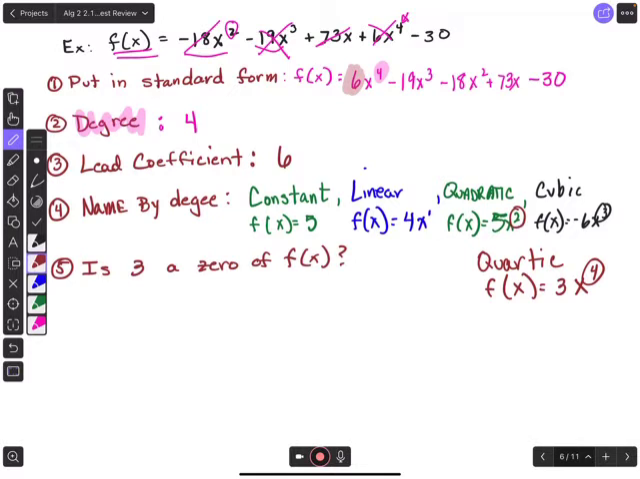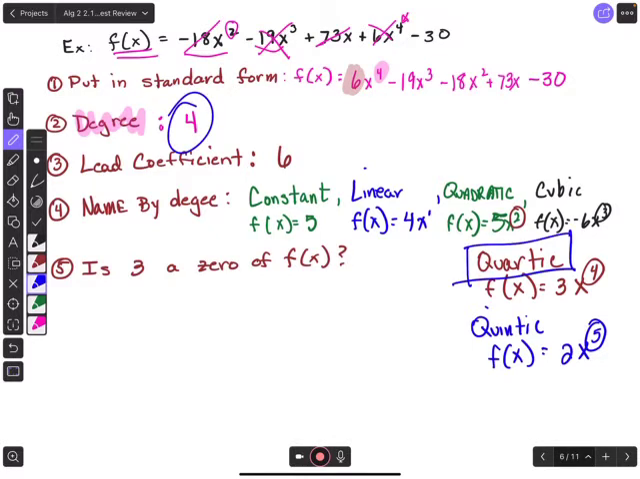And then the last one is called quintic. And that would be x to the 5th. So like 2x to the 5th. After that we just call it 6th degree polynomial, 7th degree, 8th degree. In this case, since our degree is 4, this one we would call quartic. So we would just write for name by degree the word quartic.